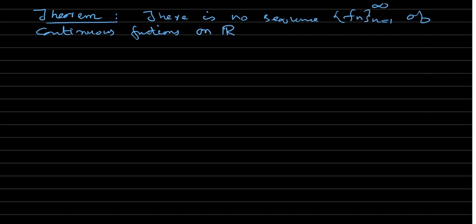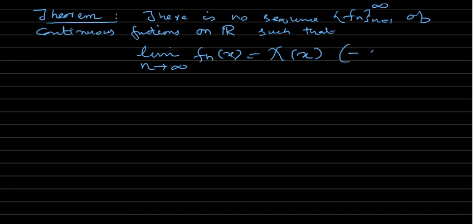So we have to show there is no such sequence of continuous functions such that the limit as n approaches infinity of fn(x) is equal to this characteristic function. This is called the limit function, such that the limit of fn(x) is chi(x), the characteristic function. So this is true for each x, that is, minus infinity less than x less than infinity, x in R.